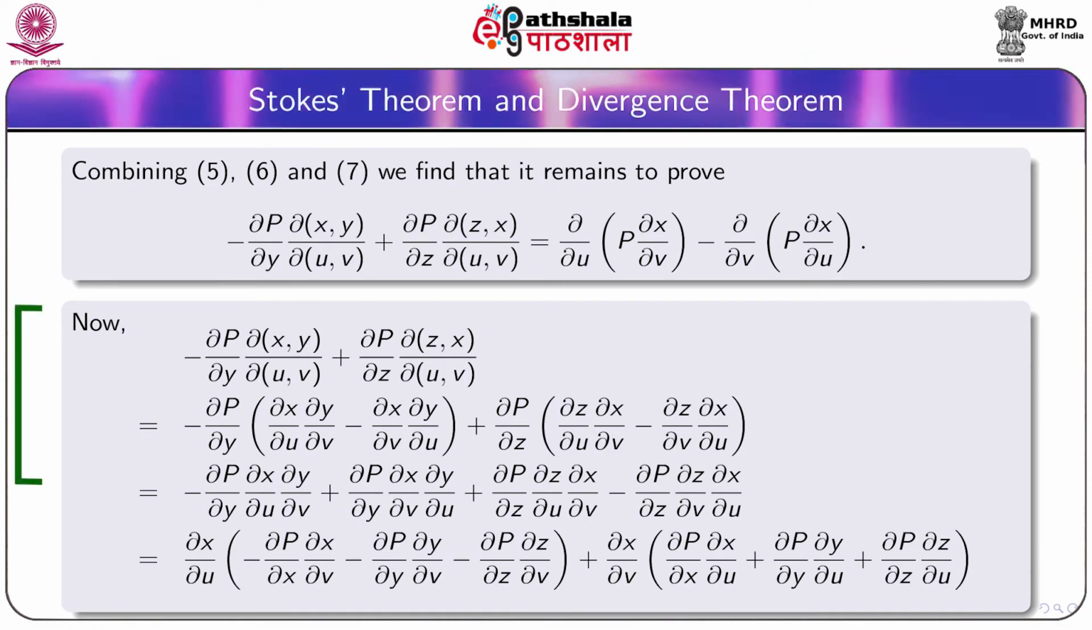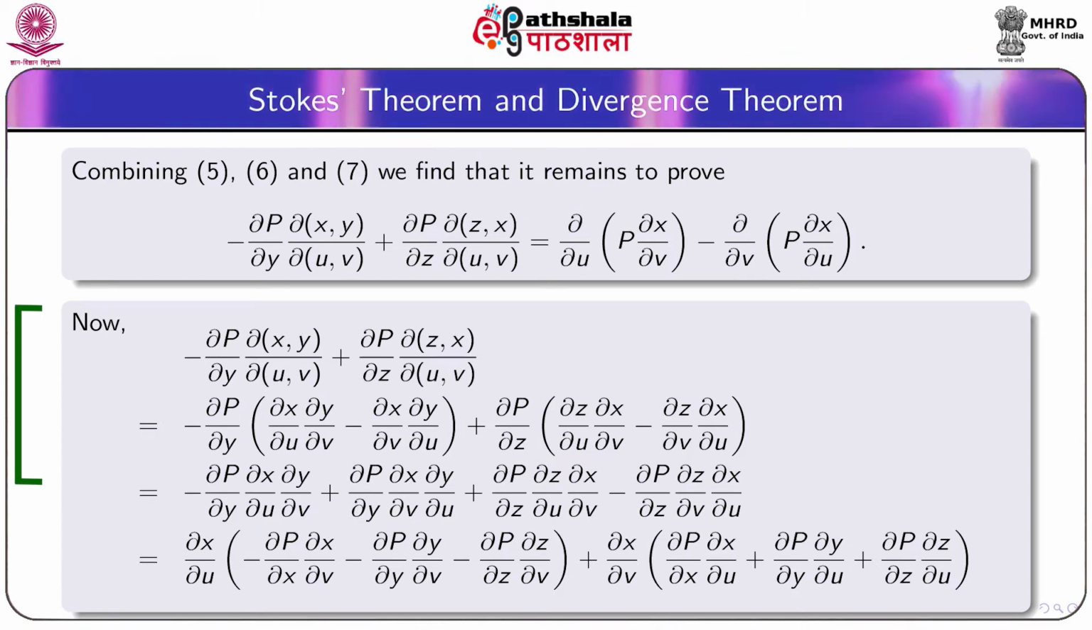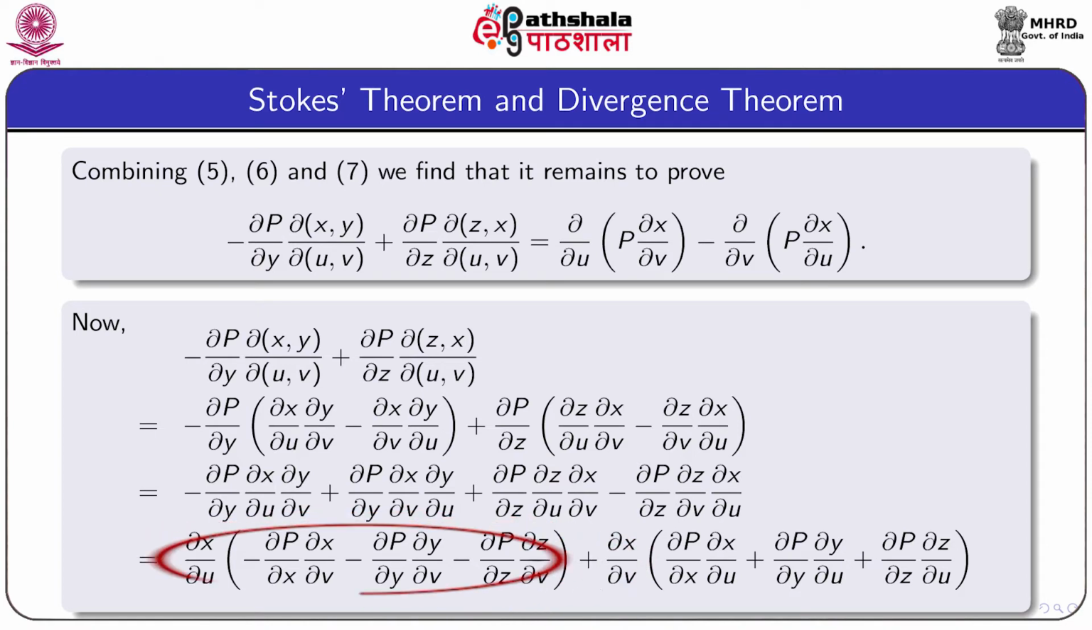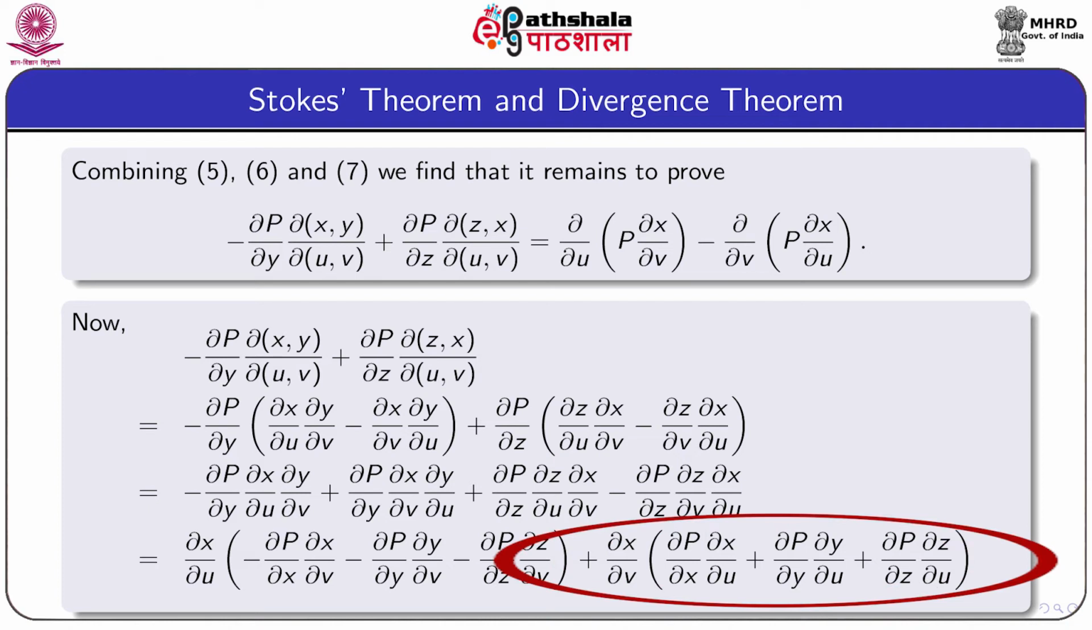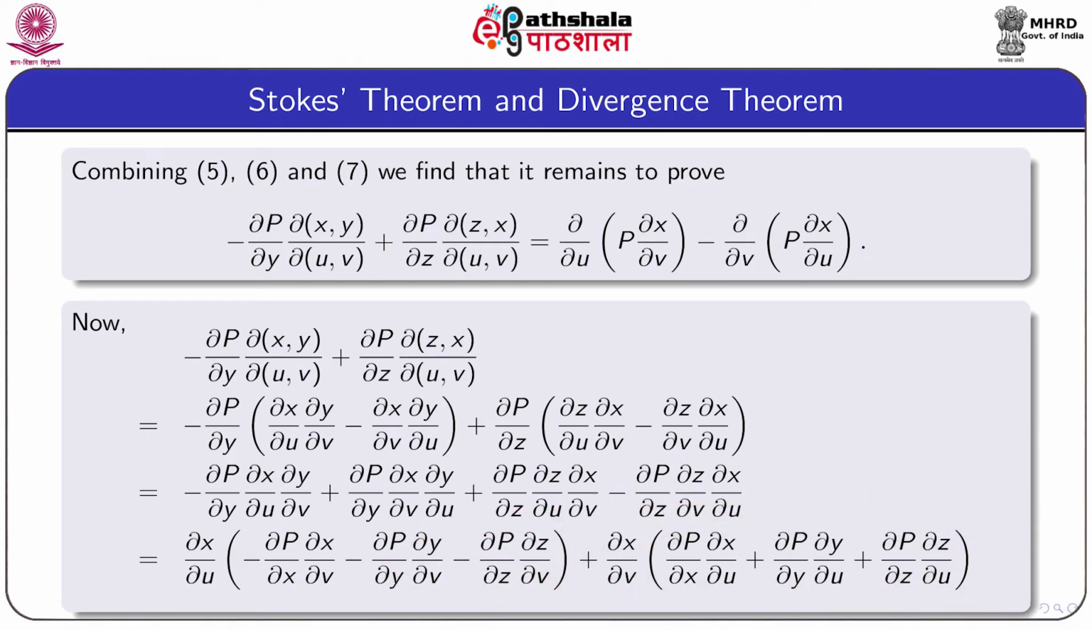At the first step, we write down the values of the Jacobians. So, we are left with 4 terms. Now, we can write them as ∂x/∂u times (minus ∂p/∂x ∂x/∂v minus ∂p/∂y ∂y/∂v minus ∂p/∂z ∂z/∂v) plus ∂x/∂v times (∂p/∂x ∂x/∂u plus ∂p/∂y ∂y/∂u plus ∂p/∂z ∂z/∂u).